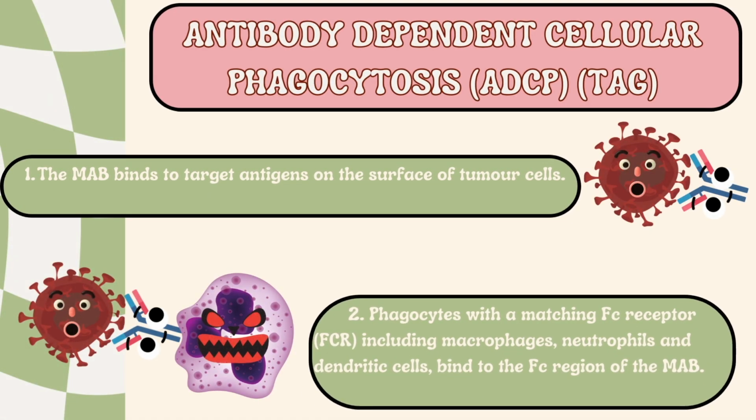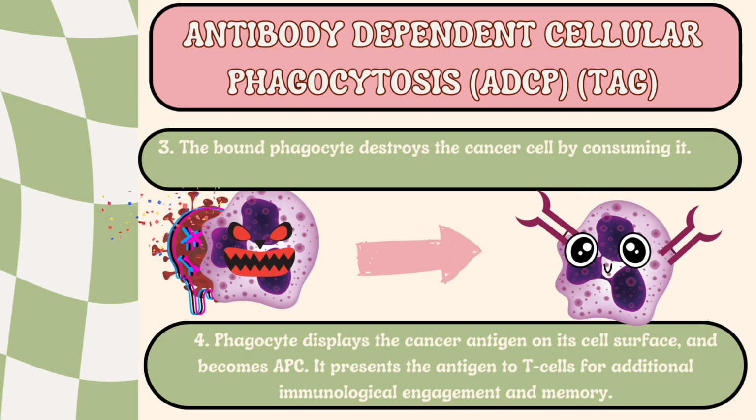The third tagging mechanism of a mAb is called antibody-dependent cellular phagocytosis, ADCP. Once a mAb tags onto the surface of a tumor cell, a matching phagocyte can tag onto the antibody. And then the phagocyte will eat up the cancer cell.